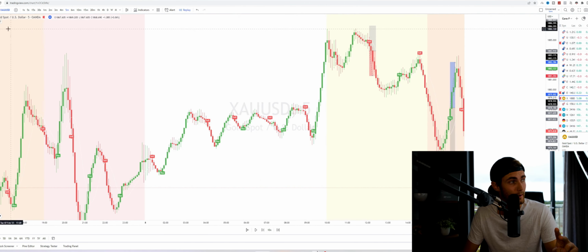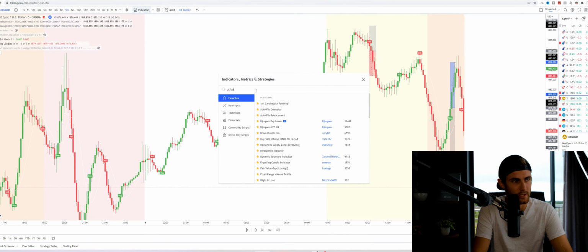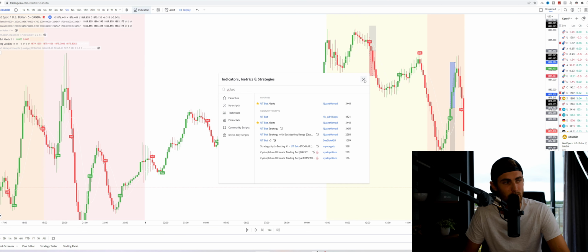The signal indicator that you need for the buys and sells is called UT Bot Alerts. If you come over to indicators and search UT Bot, it's this indicator by Quant Nomad.